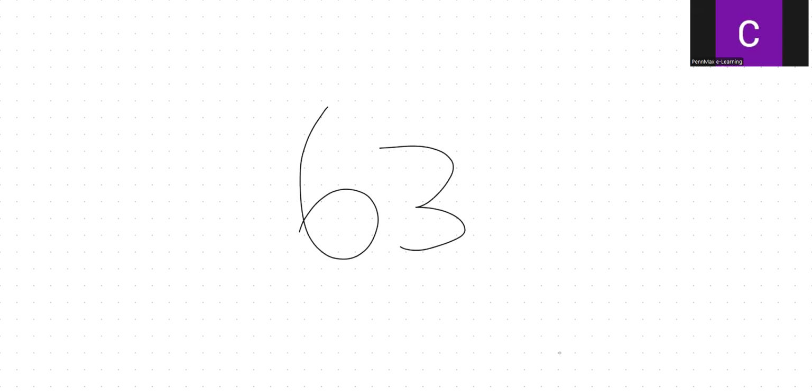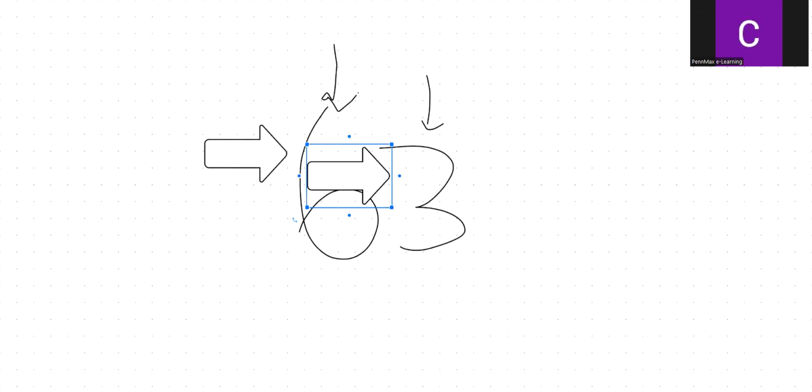So why did I write 63 here? Because we're learning about place value. Place value is about the place of a number. For example, like 3 and 6. Yeah, just for example, 6 and 3. They mean something. So these two numbers mean something.